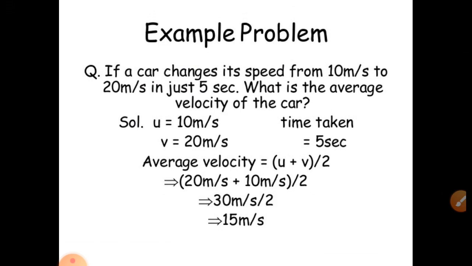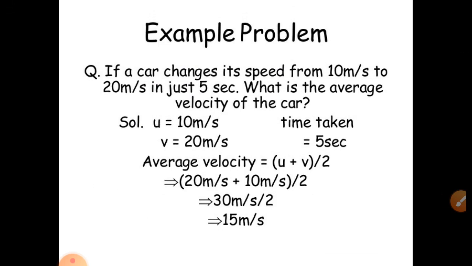Depending upon the condition, if the displacement is given to you, then you can find the average velocity by using total displacement divided by total time taken. Got it? It depends upon the condition, what are the quantities that are given to you? Okay. Now we are moving to another portion, that is rate of change of velocity.